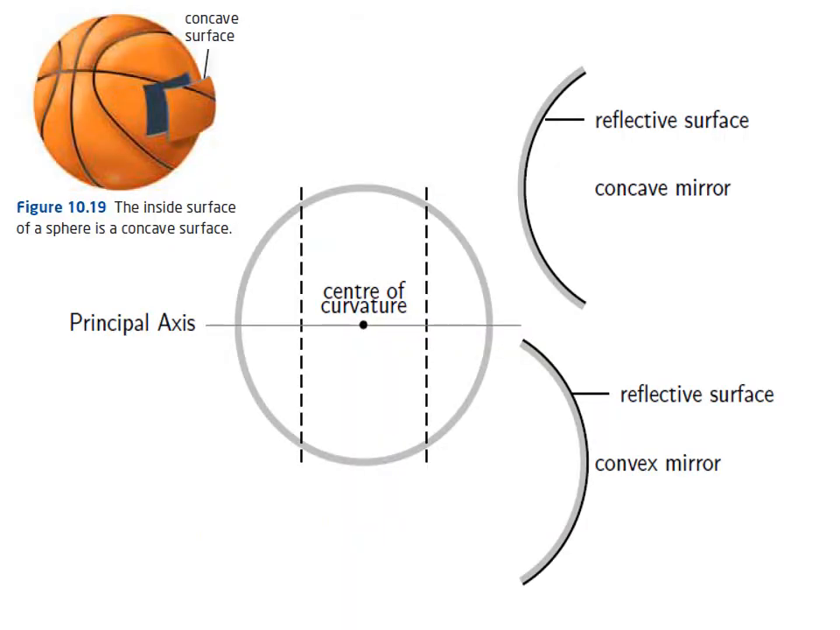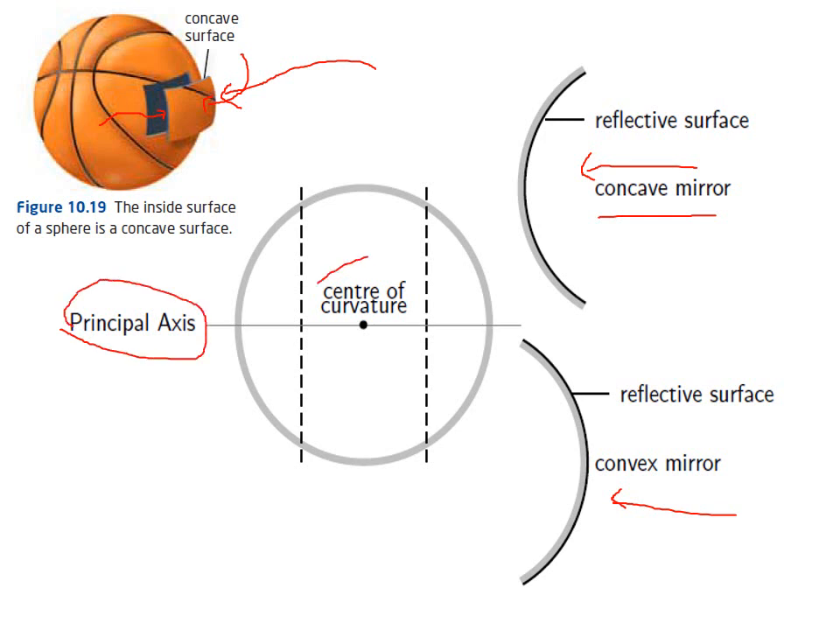So here we can see a sphere. If you cut a piece of that sphere out, you'll notice that the outside would be the convex part, and the inside that curves inwards would be the concave part. So over here we have our concave mirror curving inwards, and here we have our convex mirror curving outwards, and then there are some terms that we need to become familiar with before we can continue. So we have the principal axis and the center of curvature, which we'll see on the next slide.